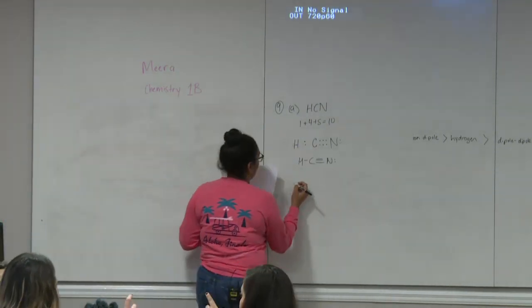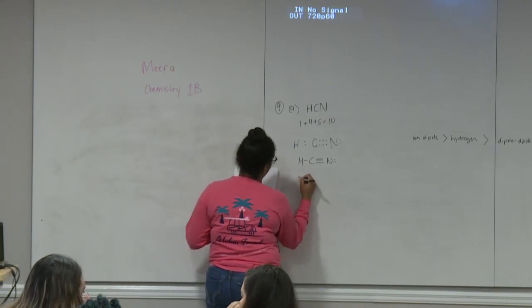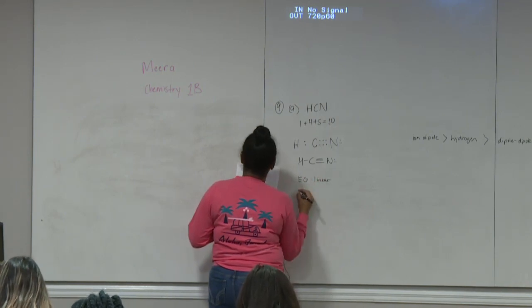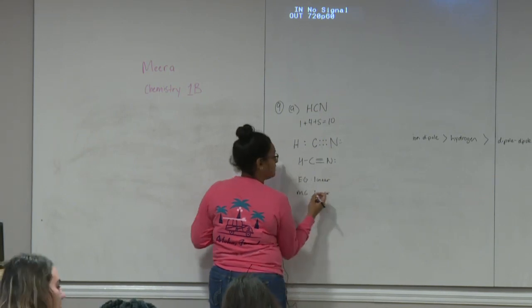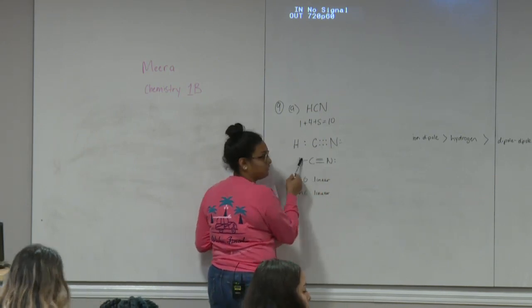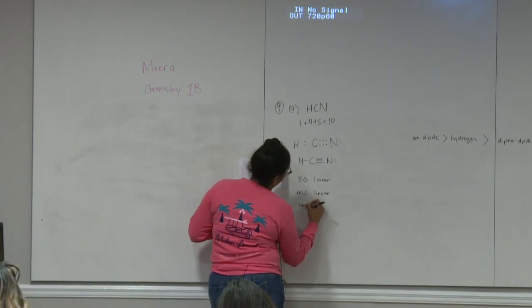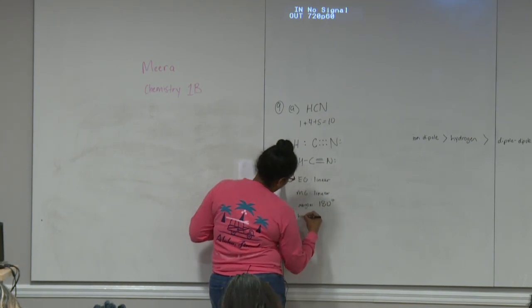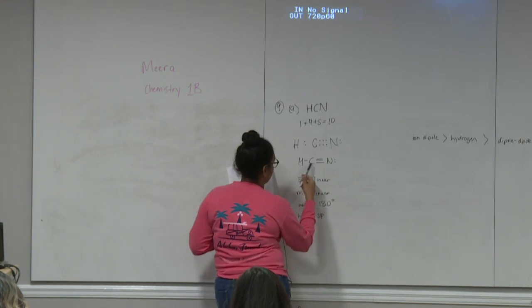So we know we have an electron geometry of linear and a molecular geometry of linear. This is because carbon only has 2 electron groups because it's bonded to 2 things. Because it's linear, angles are going to be 180 degrees, and then hybridization is going to be sp because it's 1, 2.